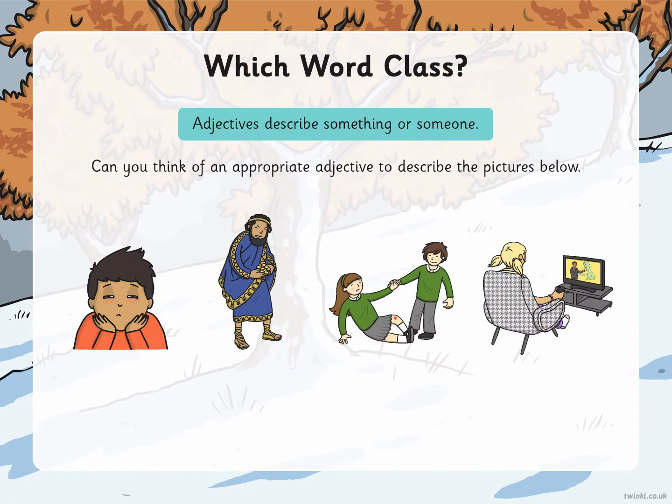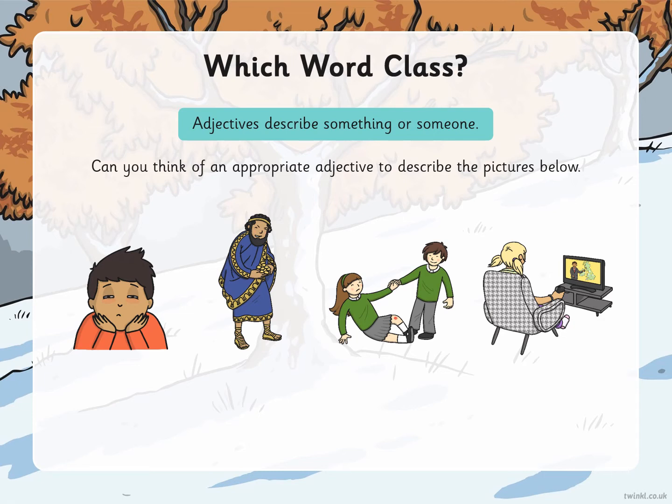So we know that an adjective describes something or someone. What we want you to do now is think of an appropriate adjective to describe the pictures below. We'll go through each picture in turn. So have a look at the first picture. What adjective would you use to describe the person in that picture? Shout your answer out now.